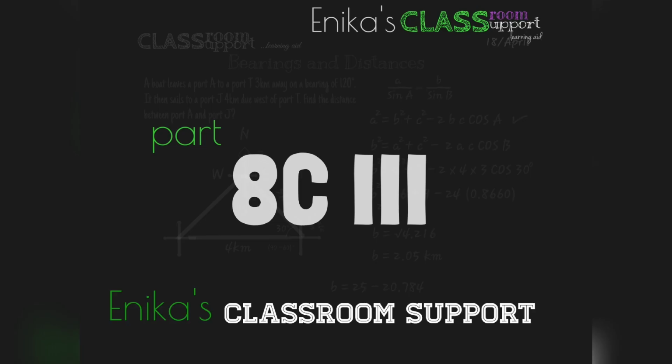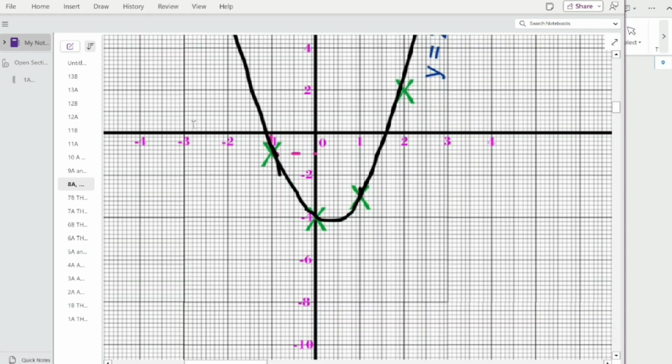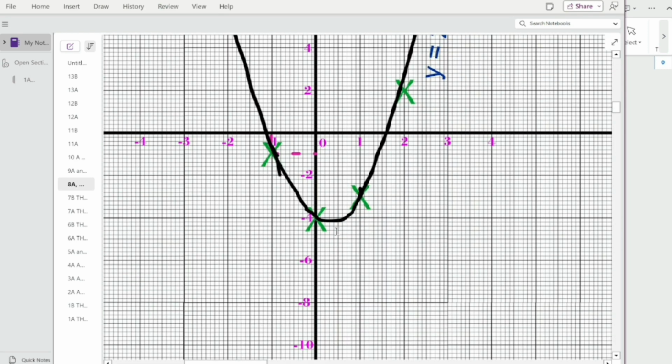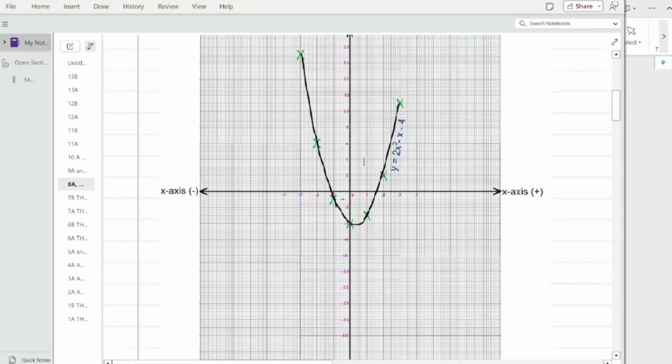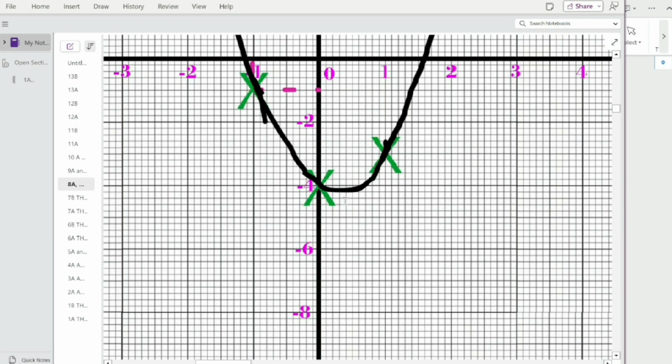Our last question for question 8, which is 8C III. Use the graph to find the minimum point of y. The minimum point of y is the lowest point on the graph. Looking at our graph, the lowest point is actually below -4. So let's take a closer look at our graph. So we have it somewhere below the first line below -4.